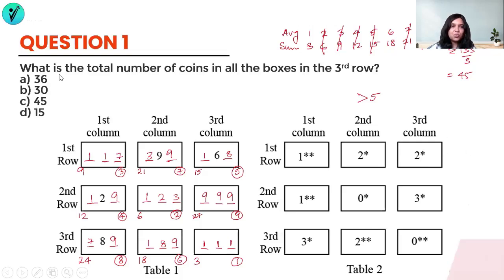The first question is, what is the total number of coins in all the boxes in the third row? So in the third row, I have these boxes. And we've already known that row-wise and column-wise, the total is 45. Let's just check that. So 24 plus 18 and 18 plus 3. Does that give me a 45? 18 plus 3 is 21. 21 plus 24 is 45. So yes, 45 is going to be our answer for the first question.